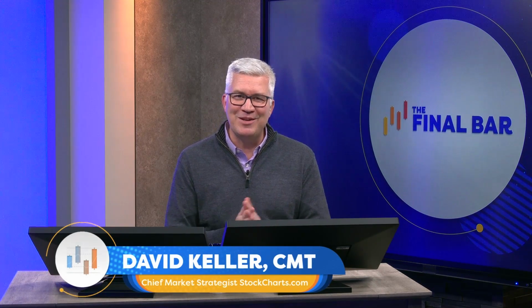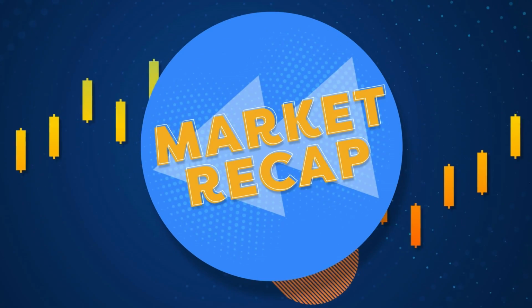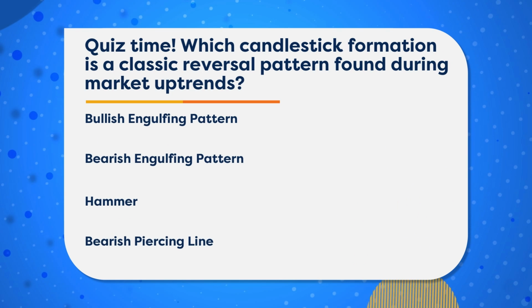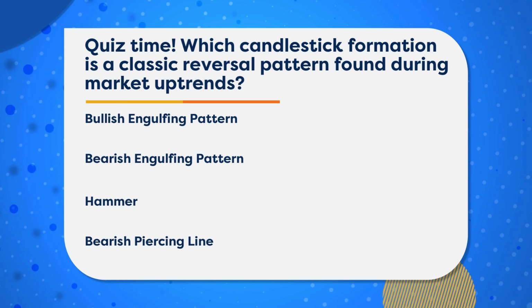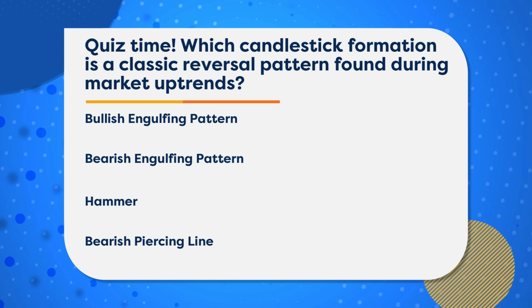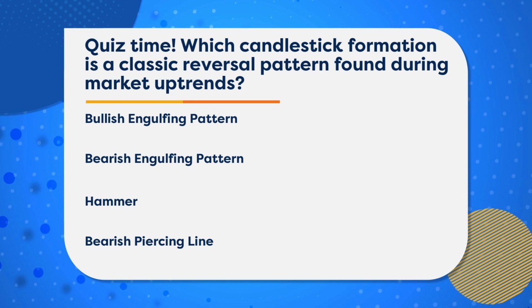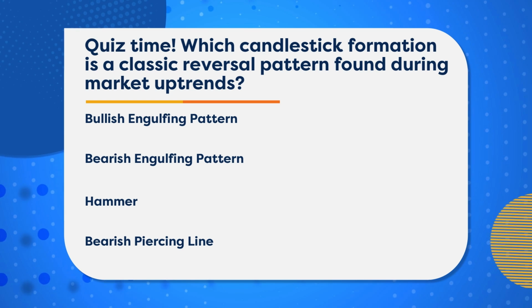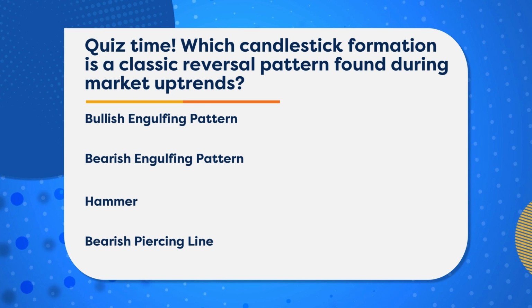With that in mind, let's get things kicked off with our market recap. I do want to start with a poll. This was actually a quiz we had going on our social media platforms, so make sure you follow us on all the socials. But I asked you, which candlestick formation is a classic reversal pattern found during market uptrends? The bullish engulfing, bearish engulfing, hammer, or bullish piercing line candles. How well do you know candlestick analysis?